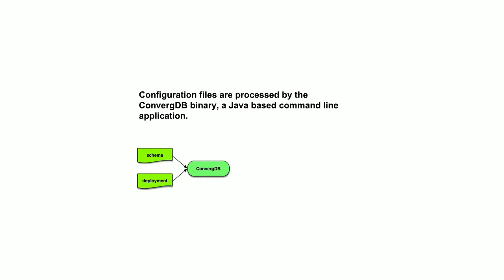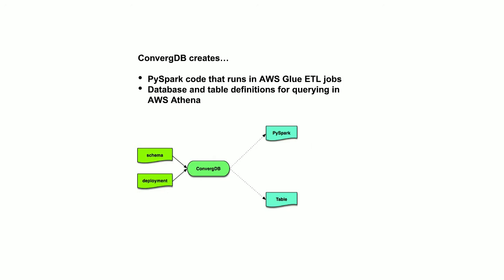So the configuration files are processed by the ConvergDB binary. It's a Java-based command line application. Again, you do not need to run this in the cloud. You use this locally on your laptop or desktop, or you run it in a DevOps pipeline. The ConvergDB binary creates PySpark code that runs in AWS Glue ETL jobs. And it also creates the database and table definitions for querying via Amazon Athena. So again, ConvergDB actually generates the scripts that will be deployed into the cloud.